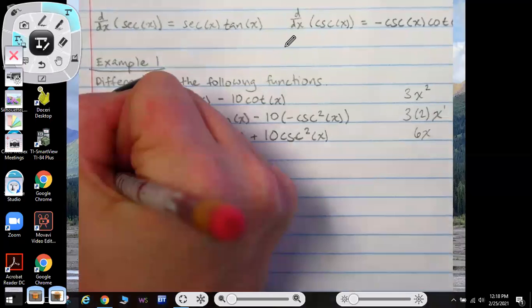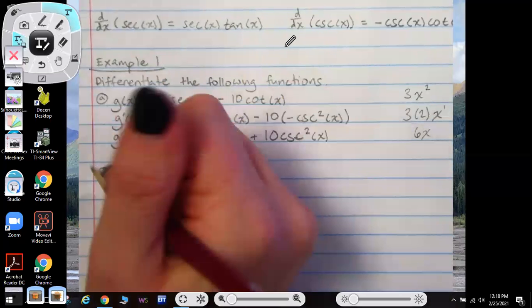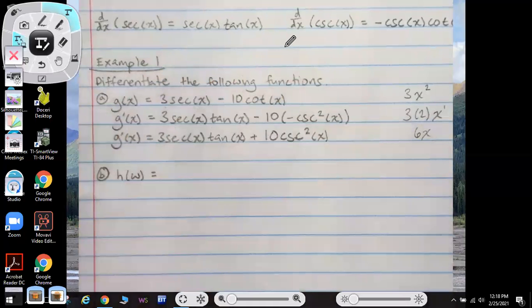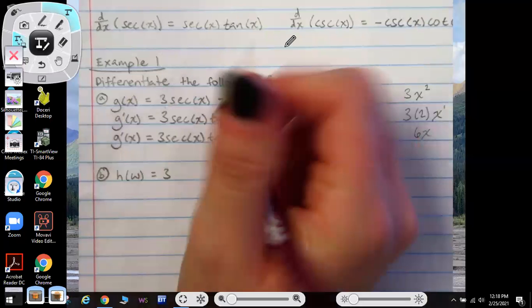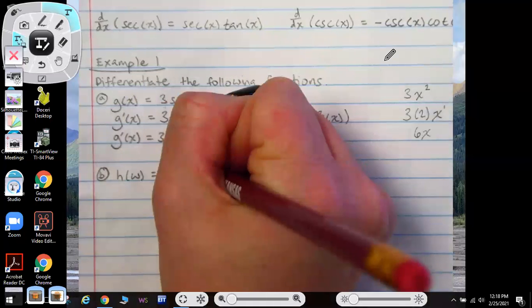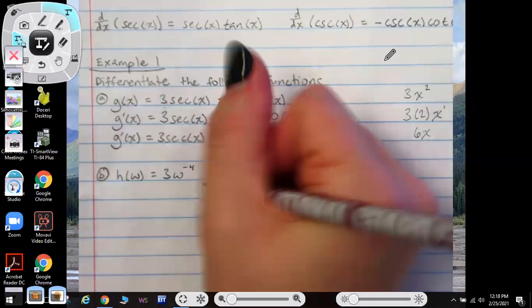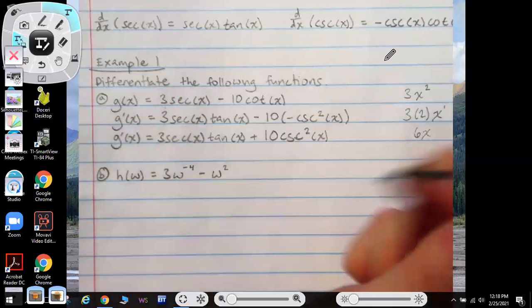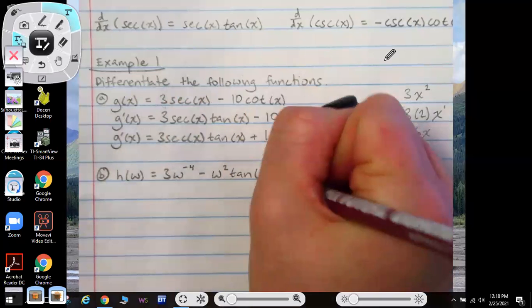Okay, part B. We have h of w. It's kind of an odd notation for a function. It's not wrong. You just don't see h and w together like that very often. h of w equals 3w to the negative 4th power minus w squared times tangent of w.